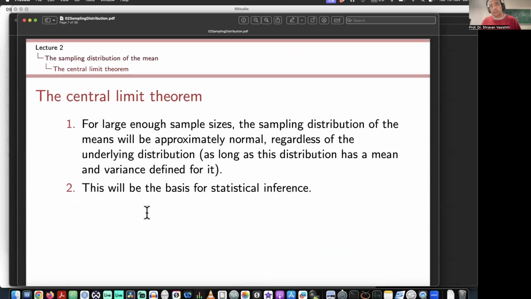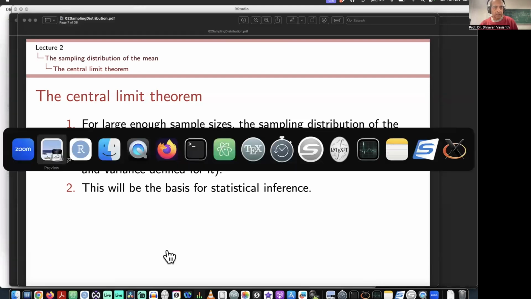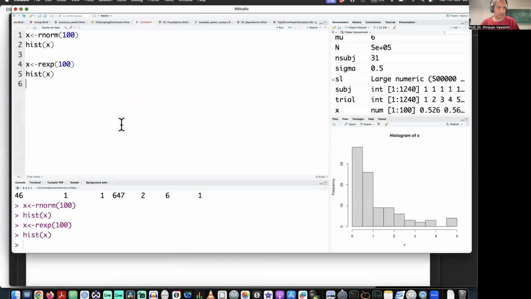So this is a key result in statistics. It's called the central limit theorem. What it says is that for large enough sample sizes, the sampling distribution of the means will be approximately normal, regardless of the underlying distribution. One condition that I neglected to mention is that the underlying distribution needs to have a mean and a variance defined for it. There happens to be one distribution that doesn't have a mean and variance defined for it. That's called the Cauchy distribution.